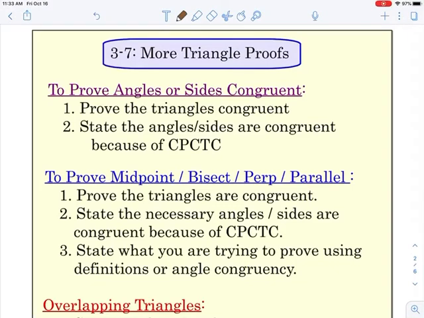Who's sick of triangle proofs? If you're sick of triangle proofs, say aye. I don't hear anyone saying aye. All right, so no one's sick of triangle proofs, so let's do some more.